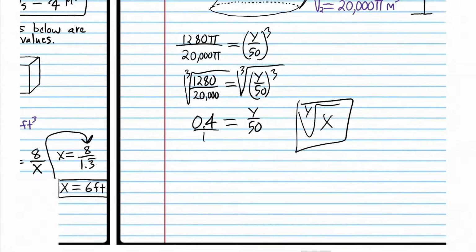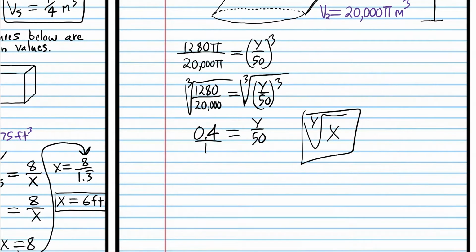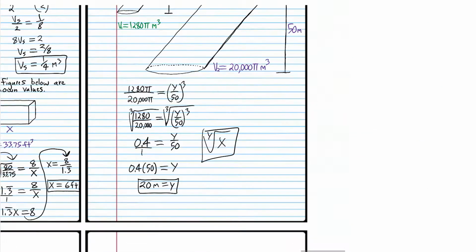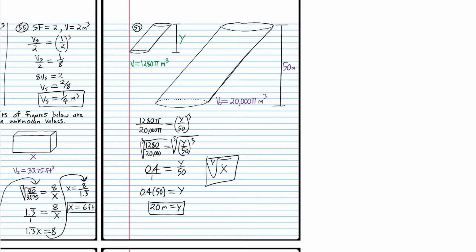So now cross multiply. 0.1 times 50 is equal to 1 times y, which is just y. And then 0.4 times 50 is equal to 20. So we have 20 meters is y. And be aware that we're only finding a one-dimensional length. So it's just meters, not cubic meters.